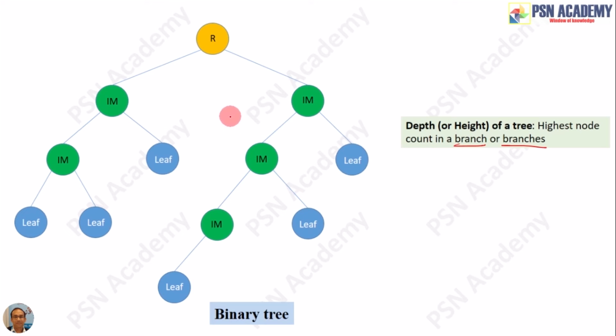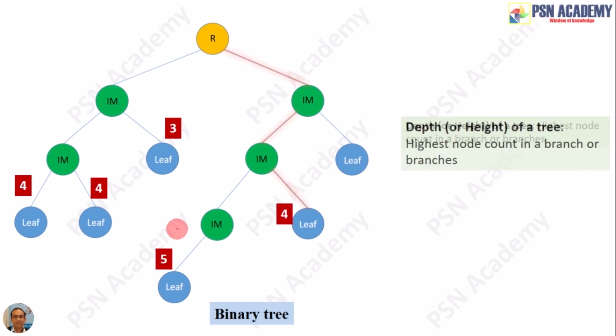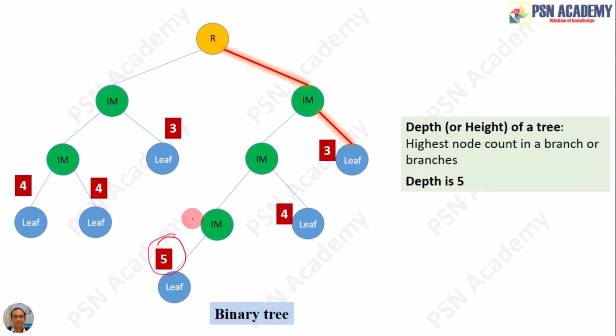So let us determine the height or the depth of this tree. So we have a branch here. See, this path is ending at this leaf, and we have node count as 4. So this is 1, this is 2, this is 3, and this is 4. For this branch, we also have the node count as 4. For this branch, we have 3 node counts. For this branch, we have 5 node counts. For this one, we have 4. And for this one we have 3. The highest node count here is 5. So we have our depth as 5.